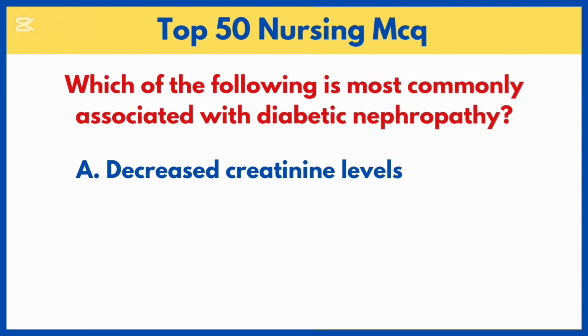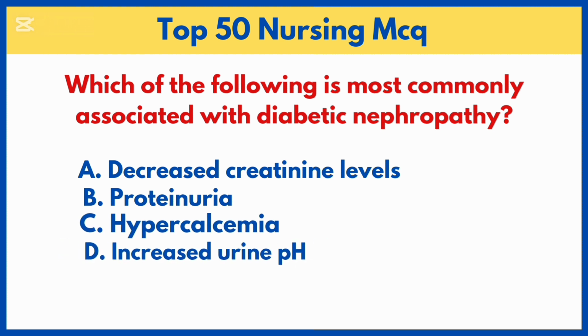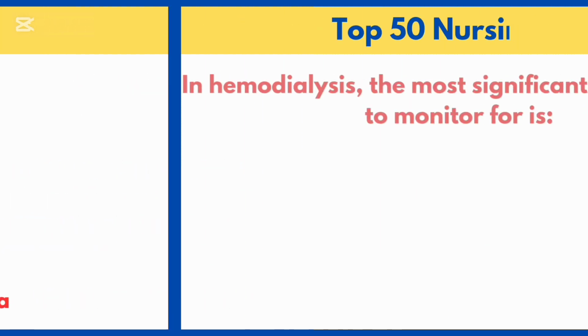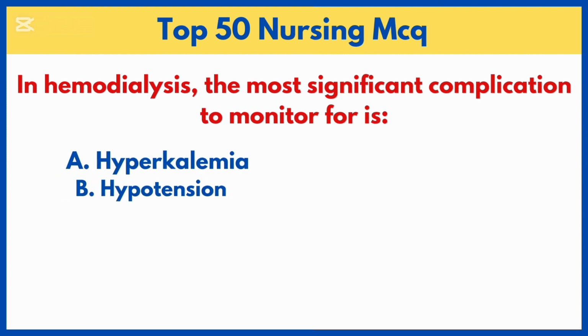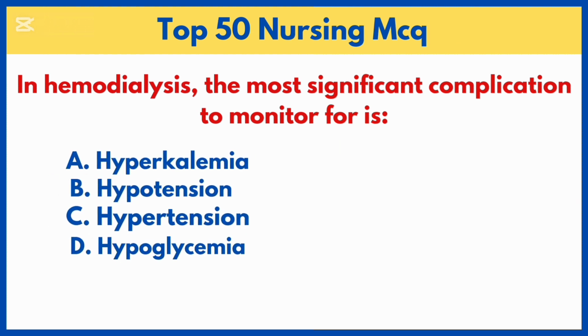Which of the following is most commonly associated with diabetic nephropathy? Correct answer is option B. Proteinuria. In hemodialysis, the most significant complication to monitor for. Correct answer is option B.